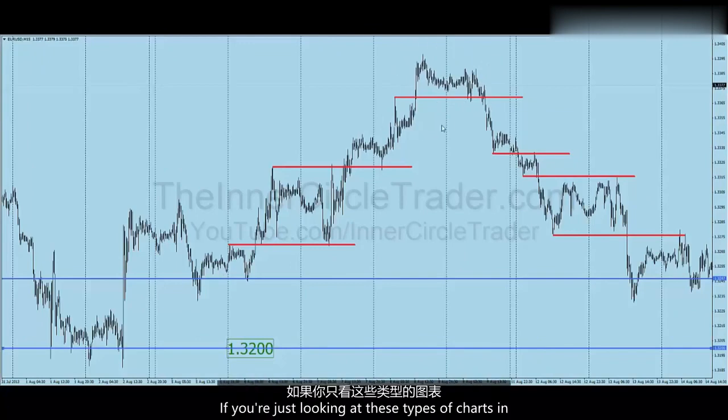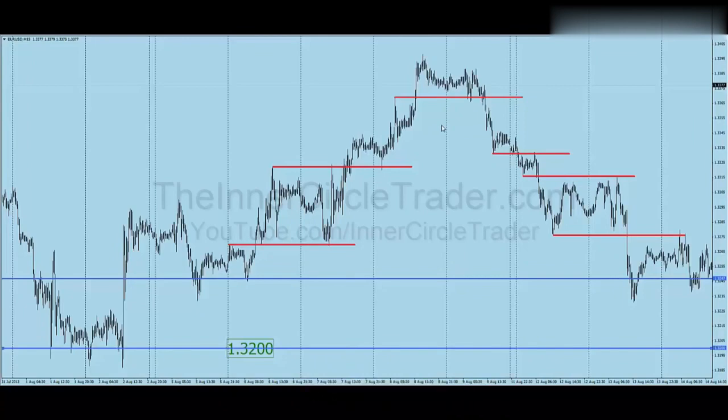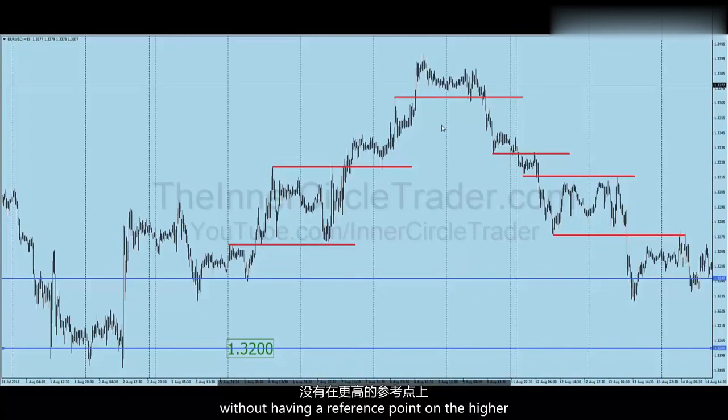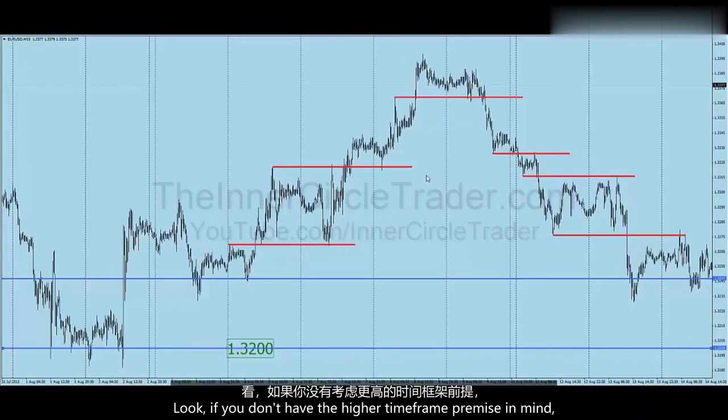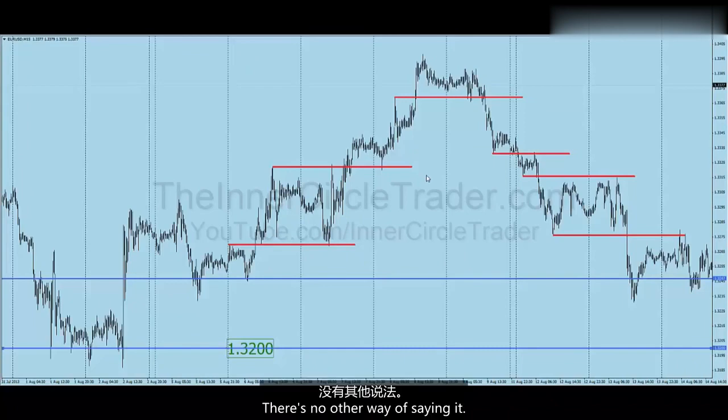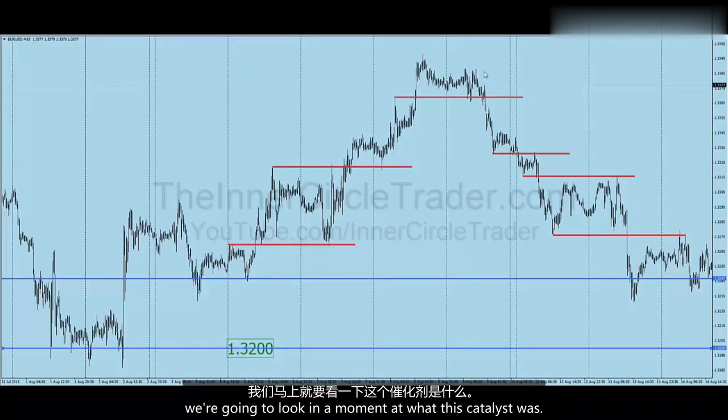If you're just looking at these types of charts, 15-minute basis, if you're looking at sub 60 minutes, anything less than 60 minutes, without having a reference point on the higher time frame, you really are throwing darts in the dark. You have no idea what you're aiming for. You may think you know what you're doing because the price is trading up, and maybe you're drawing trend lines and all that business. Look, if you don't have the higher time frame premise in mind, you are gambling. There's no other way of saying it. You're just simply gambling.